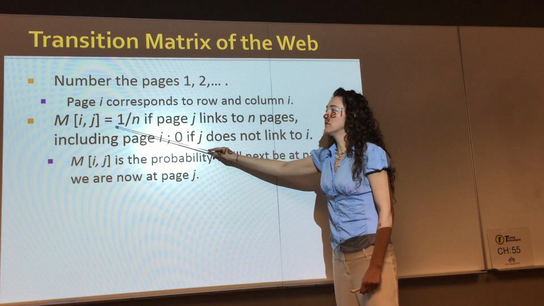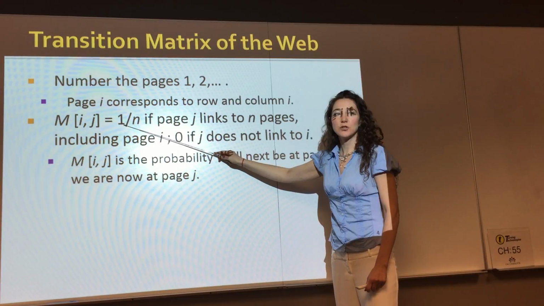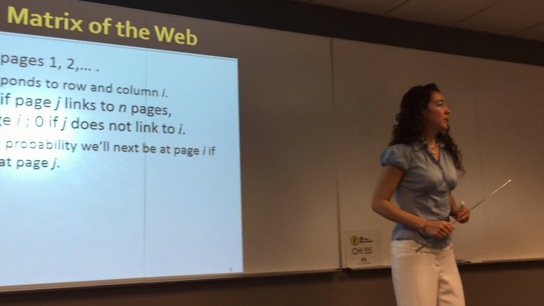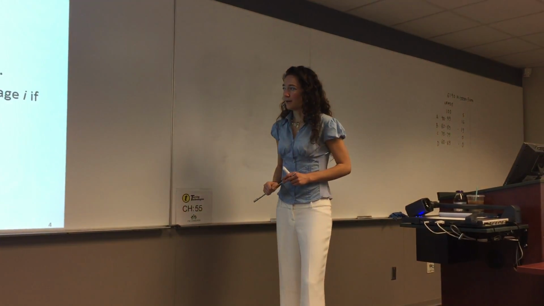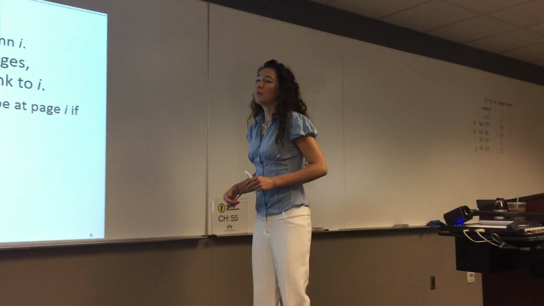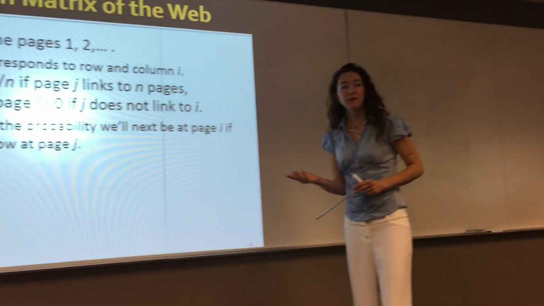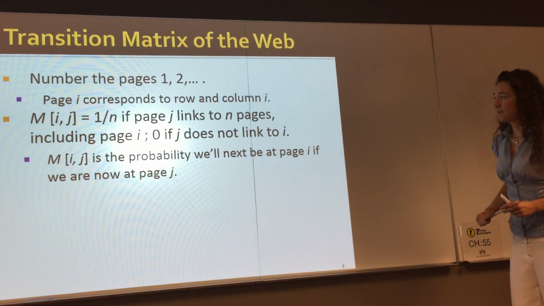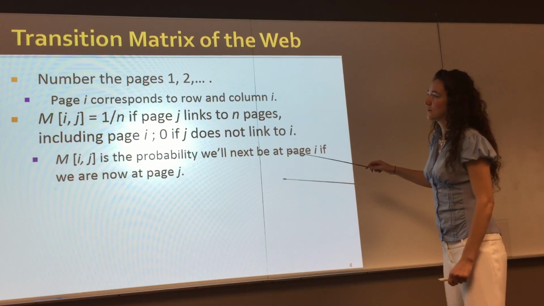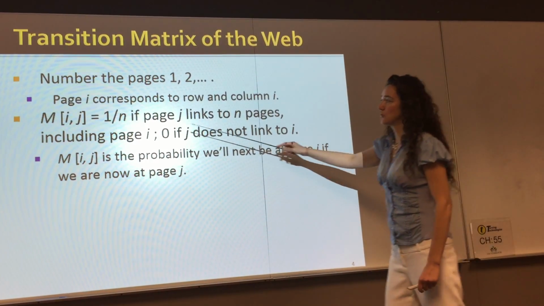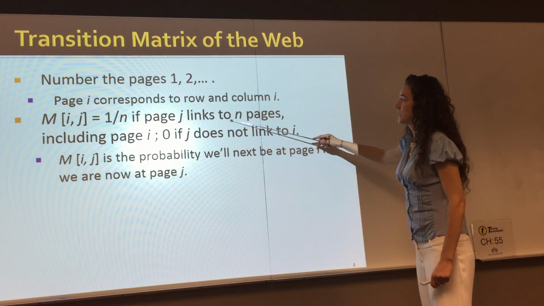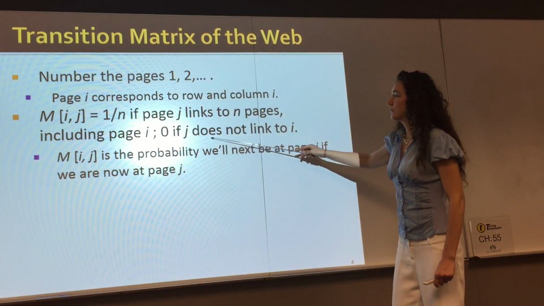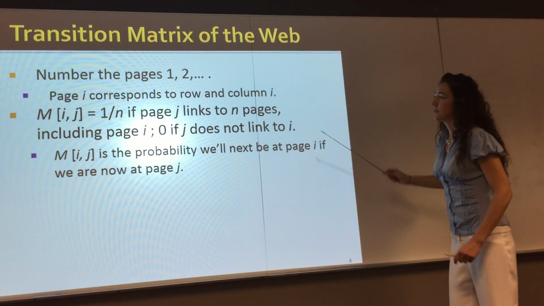So this place in the matrix is essentially the probability that we're likely to visit the page i at any particular time. So if more pages are pointing to it, we are more likely to visit this page at any particular time. That is what the matrix shows. So it's 1 over n if page j links to n pages, including the page itself, and it's 0 if j does not link to the page.